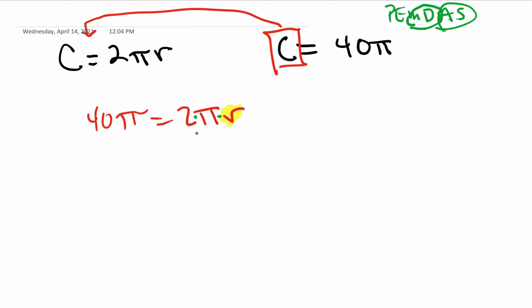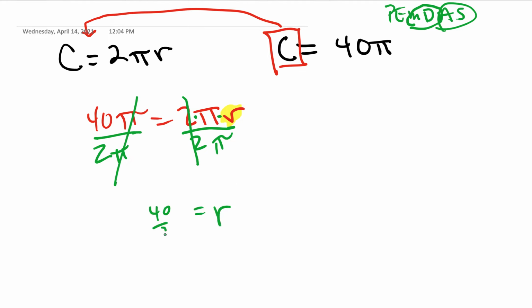So to get rid of the 2 and the pi, we're going to do the opposite of times. We'll divide by 2. That cancels the 2 out on the right side. We'll divide by pi. And that actually cancels the pi out as well. So it makes it easy. 40 over 2. So we can find the radius is going to be 20. So that's a little bit simple. They can give it to you as a decimal.